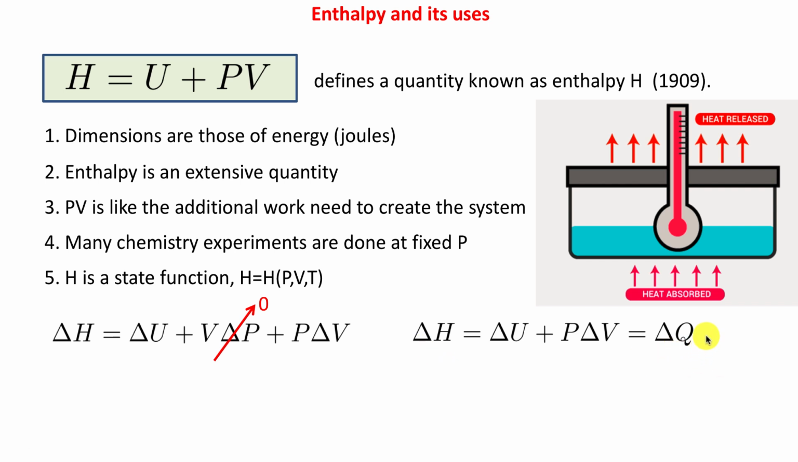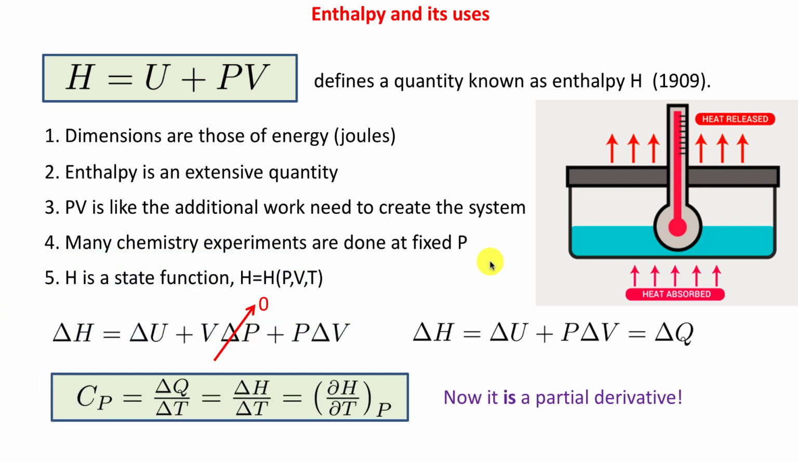So in other words, when you add an amount of heat delta Q, the enthalpy goes up by the same amount, provided the pressure is constant, which means that we've got what we wanted. The heat capacity at constant pressure is simply partial H by partial T at constant pressure. So now we do have a partial derivative.